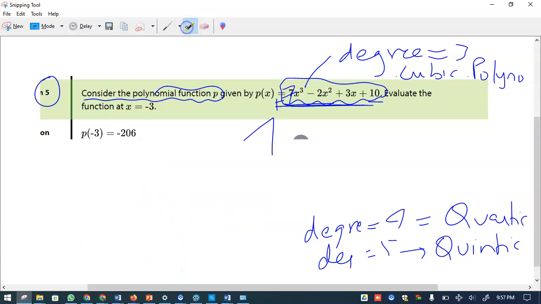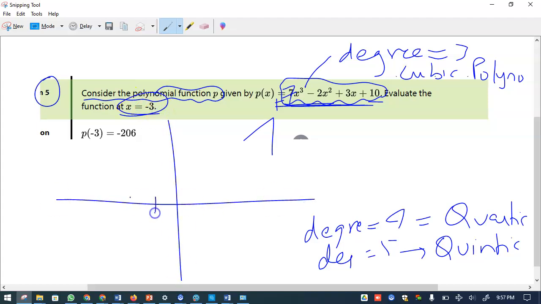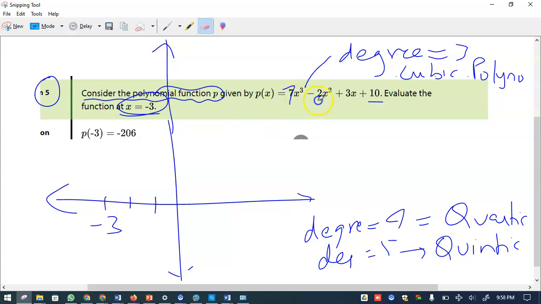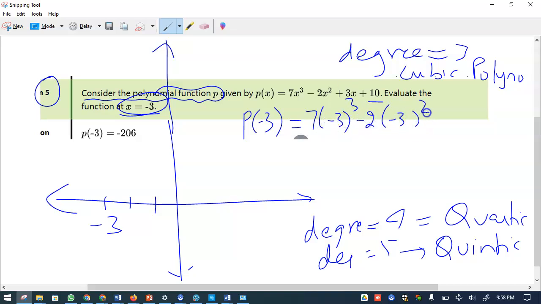The question is, what is the value when x is minus 3? That means if we have 1, 2, 3, minus 3, what is the output if the input x is minus 3? All you do is plug in minus 3 in place of x. You put p of minus 3. This is what you do. So it is 7 of minus 3 cubed minus 2 into minus 3 squared plus 3 into minus 3 plus 10. And you work it out.